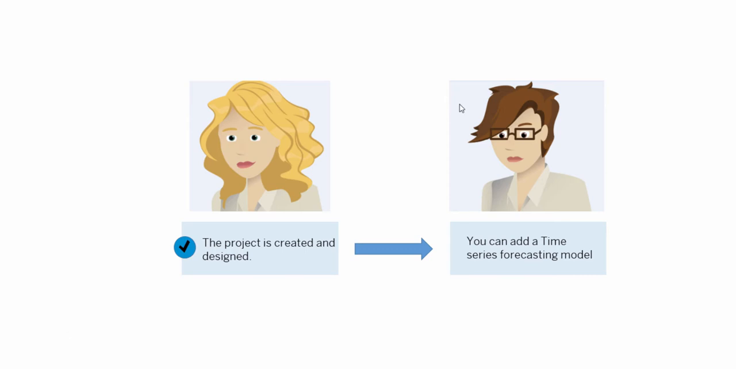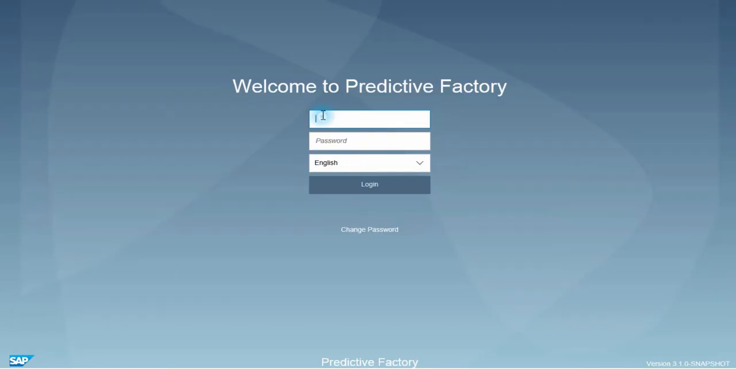Can you show me the different steps I have to follow to create my model? Sure, let's have a look directly in Predictive Factory.